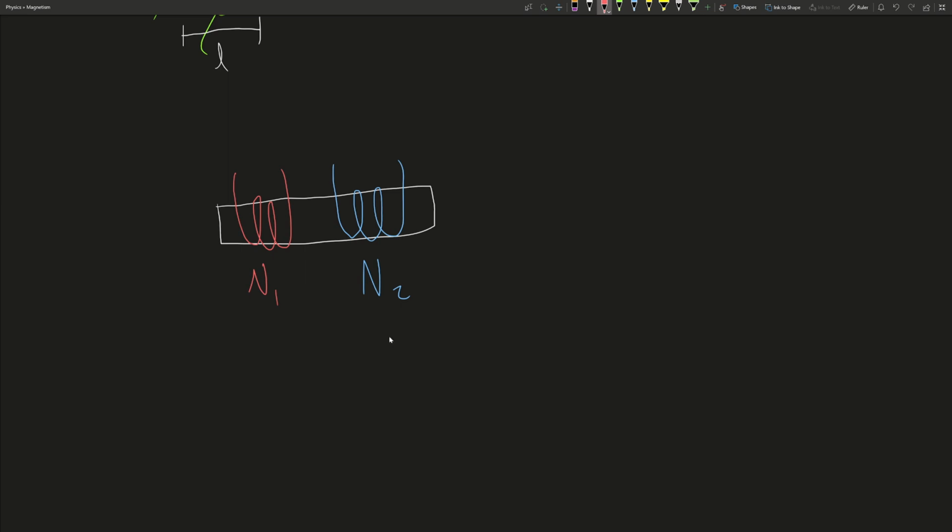Now, if you have a constant current going through this loop, then there's no change in flux because the magnetic field produced by this loop is going to be constant. So let's call this red loop the input. Then there's going to be no change in flux in this output loop, which means that there's going to be no induced EMF.